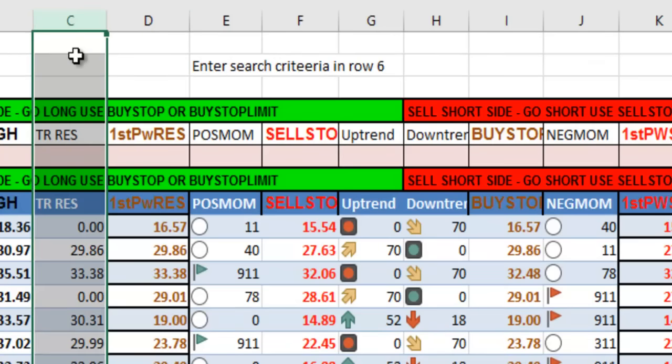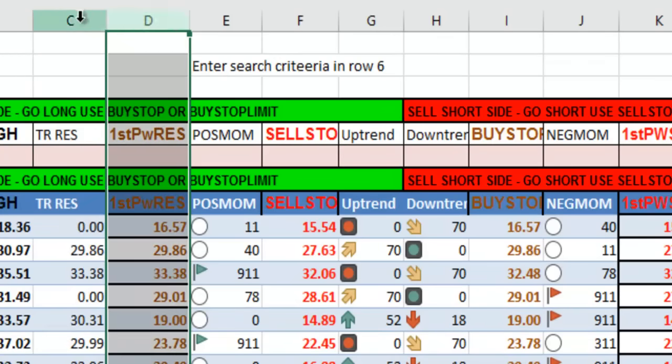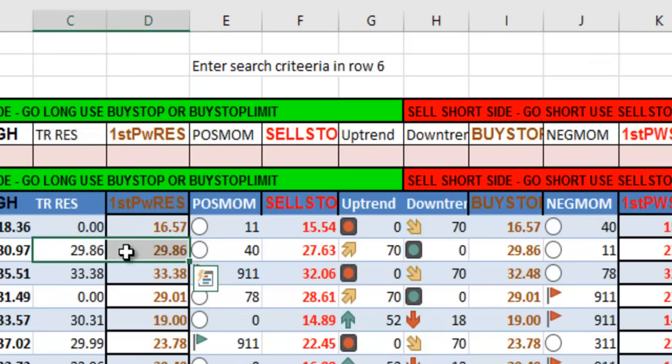If column C, which is your trend line resistance, and your pulse wave line, if those prices are the same, that means that a powerful, explosive move in that direction is likely once the price has been triggered. That is the most powerful indicator on this sheet. When these two numbers are the same, expect powerful movement in that direction if triggered. It's just that simple. That is the most powerful indicator on the sheet.